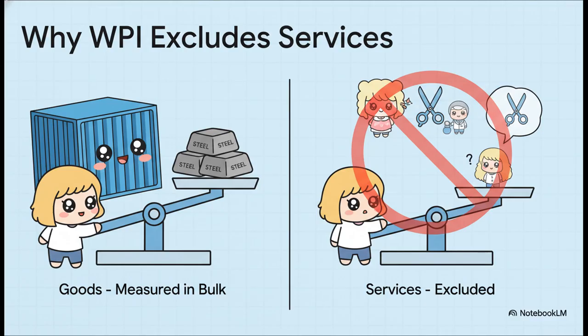Think about it. You can sell a ton of steel, but you can't really sell a ton of haircuts, right? Services are intangible, and they're not traded in bulk. The WPI's job is to measure producer inflation for goods. The prices that you and I pay for services are captured by a totally different index, the Consumer Price Index, the CPI. They have different jobs.